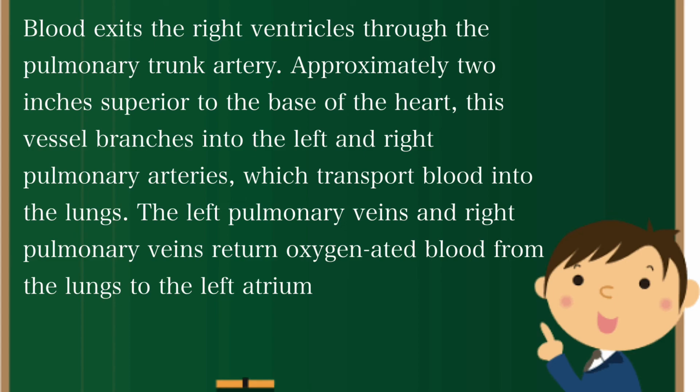Blood exits the right ventricle through the pulmonary trunk artery, approximately 2 inches superior to the base of the heart. This vessel branches into left and right pulmonary arteries, which transport blood into the lungs. The left pulmonary veins and right pulmonary veins return oxygenated blood from the lungs to the left atrium.